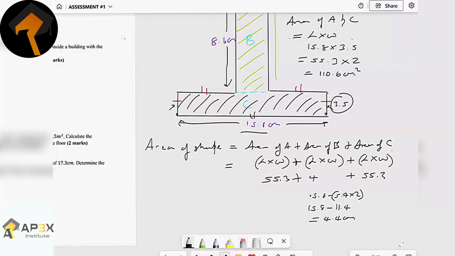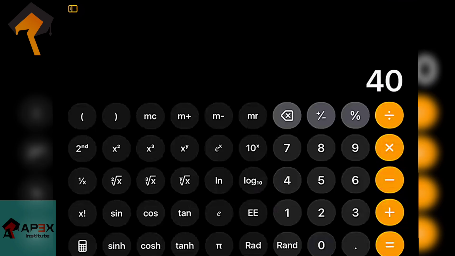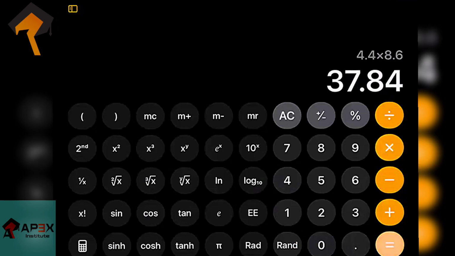So the width of that is 4.4. Then it's going to be 4.4 multiplied by the 8.6 right here. That's going to give us the length times width. So this is the width and that's the length. Hopefully you guys are following and it makes sense. This is the thought process behind what we're doing. So 4.4 times 8.6 is 37.84.